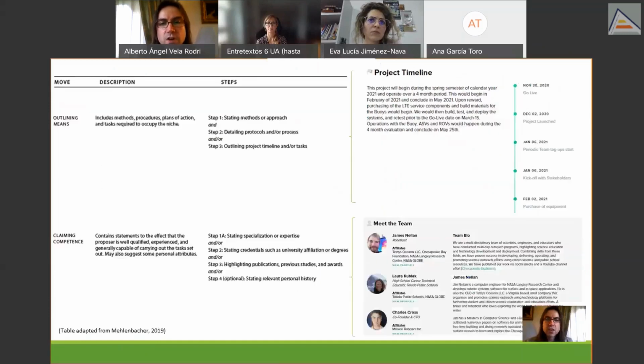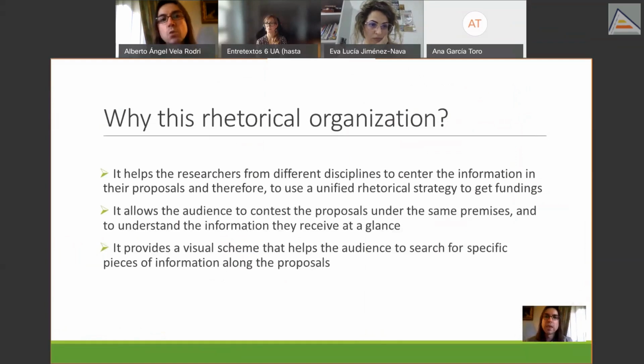And this is very typical of this kind of genre, especially here in experiment.com, because you are telling people this is important and we are competent to do it. We are able to do it. This is not nonsense. This is something important and we are able to develop it. So why this rhetorical organization in general? Well, because it helps researchers from different disciplines to center the information using always a unified rhetorical strategy to get the funds. It also allows the audience to contest the proposals under the same premises, so you don't have a mess, okay, when you are reading, and you can understand the information you receive at a glance.